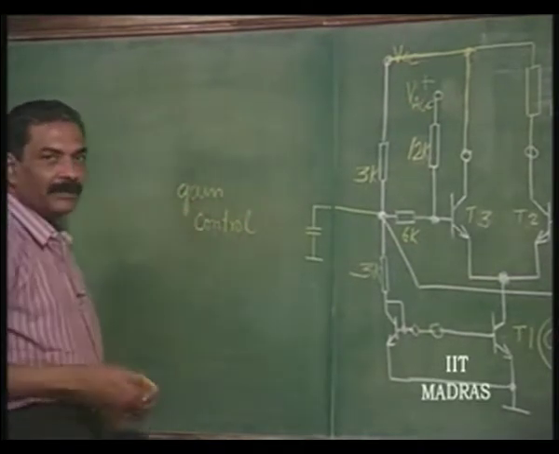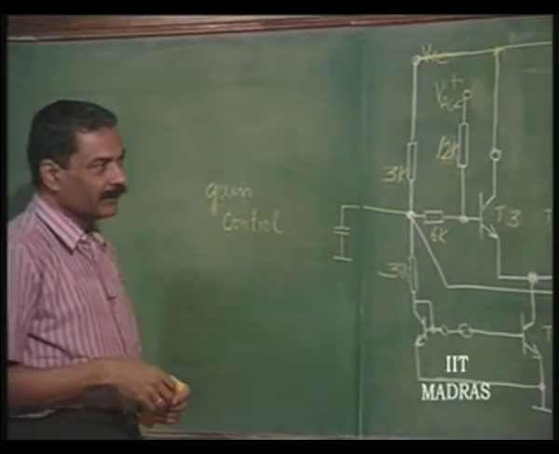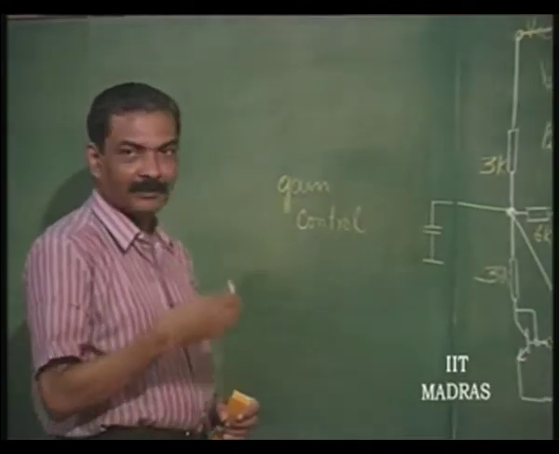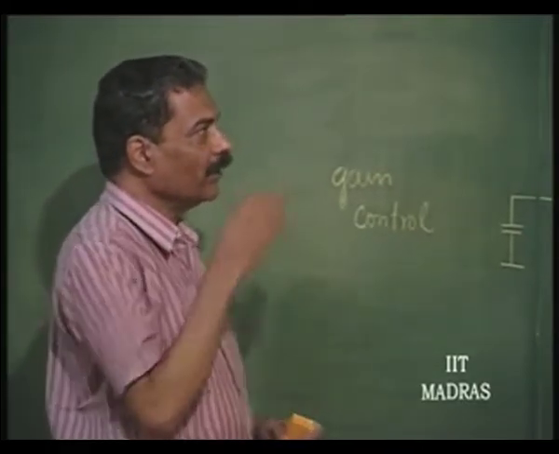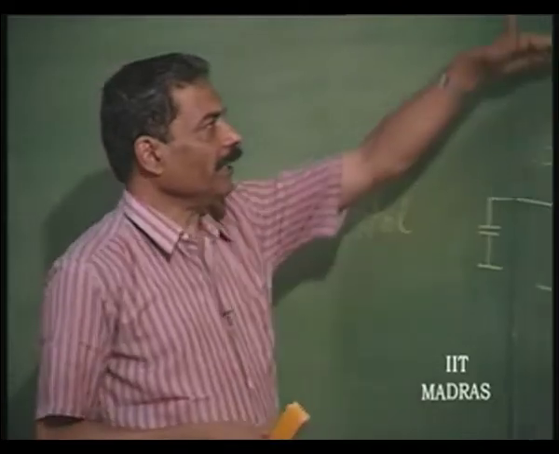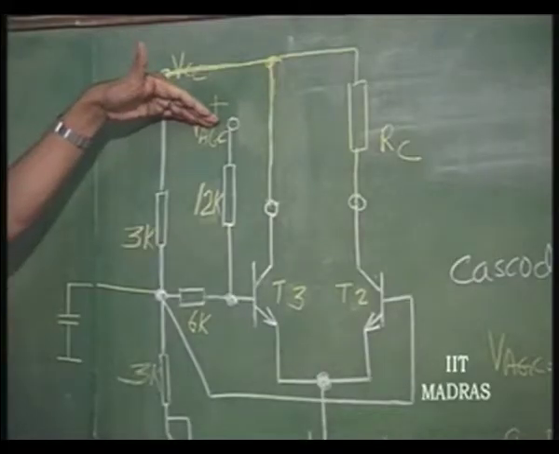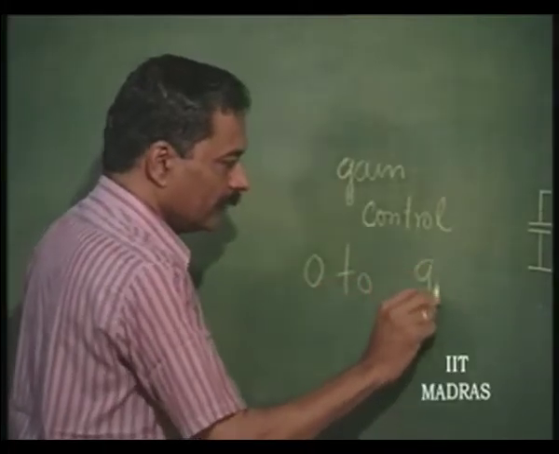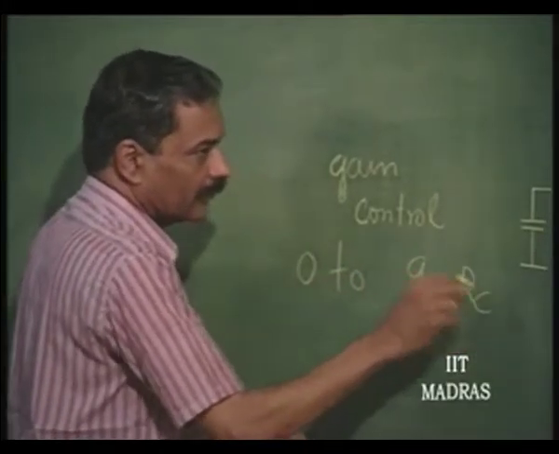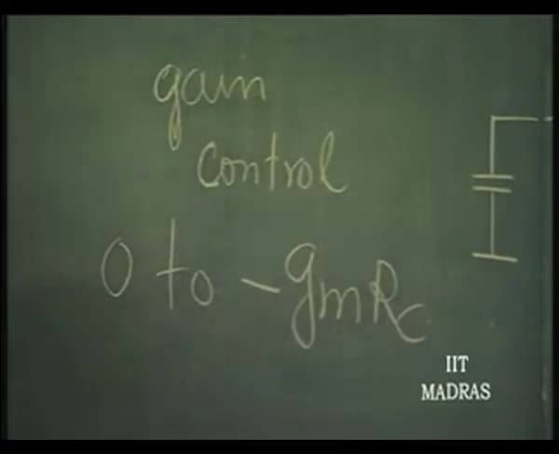GC, A means automatic. If this is permitted to be done automatically, we will see why such a thing is needed later, then it is called VAGC. But by applying an independent DC, we can see whether the gain is varied from 0 to GM into RC, right, minus GM into RC.